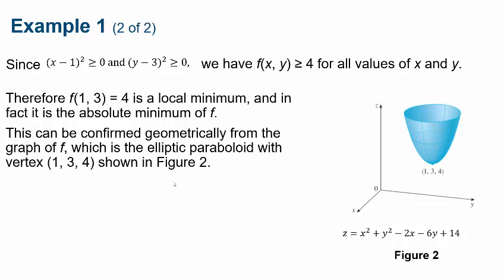So this can be confirmed geometrically from the graph that you see here, and that is the shape that the formula tells us, and we can see that the vertex is the point 1 comma 3 comma 4.